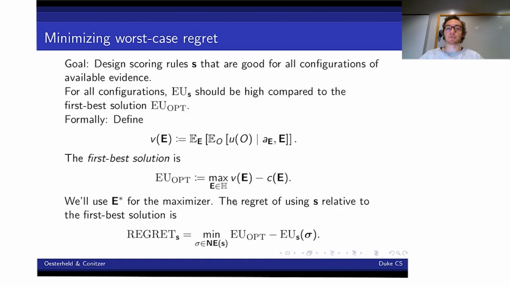Now we can define the regret. So the regret of using a scoring rule rather than being able to do this first best solution is just the difference between the first best solution and the expected utility that is obtained with the scoring rule. And again, we here imagine that this is the expected utility that the principal gets with the scoring rule in the Nash equilibrium that is best for the principal. So that is the regret.